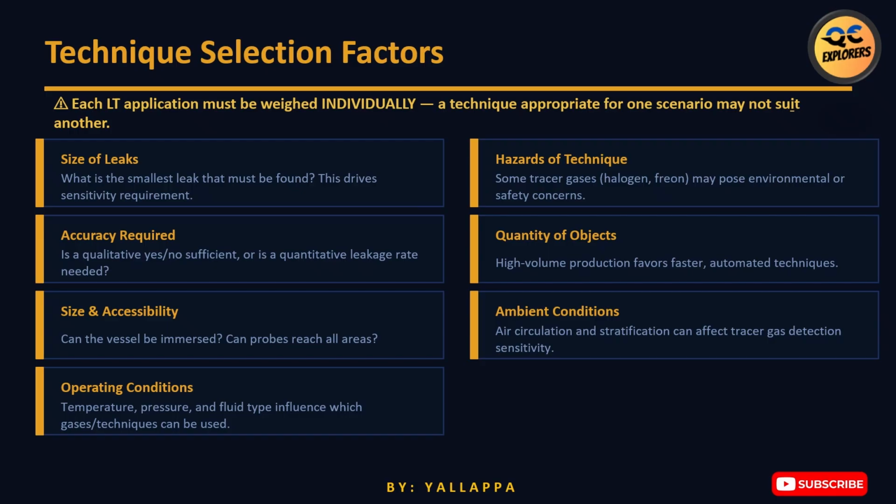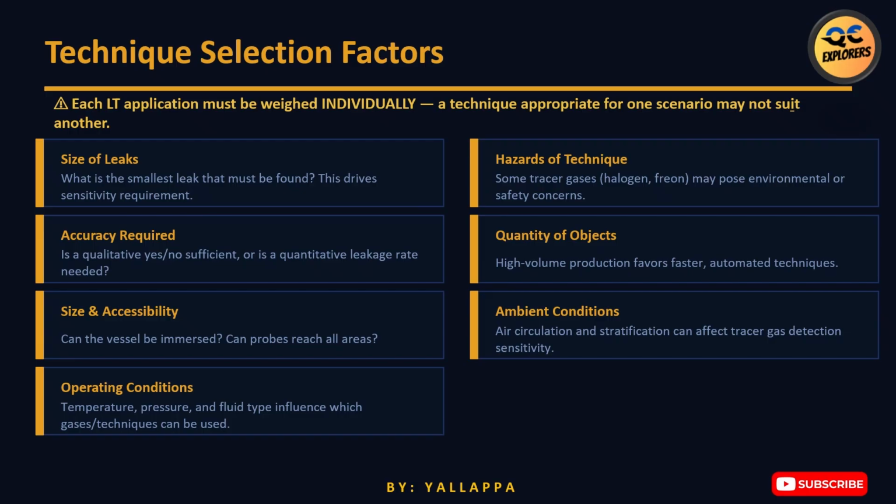Factor 3. Accessibility. Can the component be immersed? Can the probe reach all surfaces? Can the vessel be evacuated? Physical access often limits technique selection. Factor 4. Operating conditions. Temperature, pressure, fluid type, environmental conditions, all influence testing decisions. A technique that works perfectly in a fabrication shop may be impossible in an operating refinery.